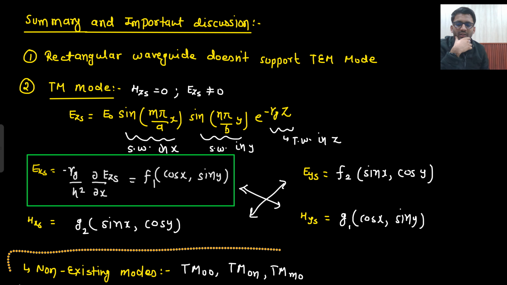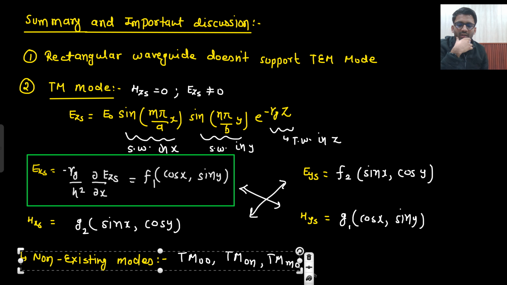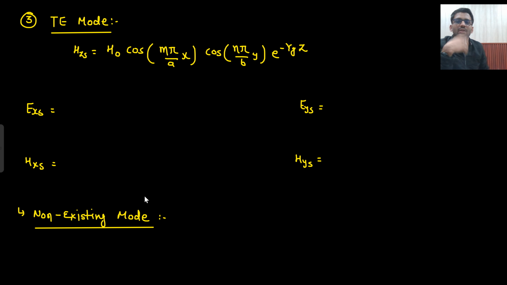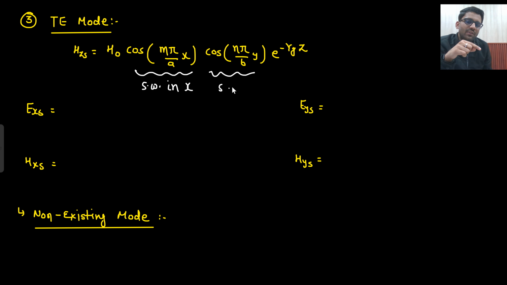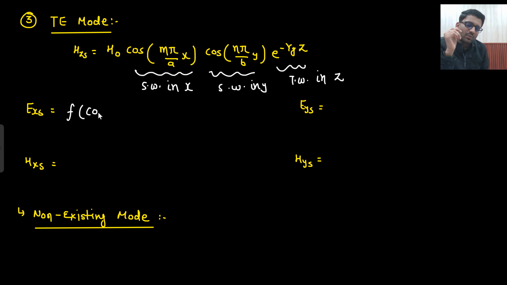Non-existing modes are TM 0, 0, 0 n and m 0. What about TE mode? So this was the expression. What is this? This is a standing wave in x. What does it represent? Maxima of magnetic field. Magnetic maxima at x equals 0 and x equals a, and magnetic maxima at y equals 0 and y equals a. And what does this represent? Traveling wave in z. What will be EXS? That will be a function of cos x sin y.